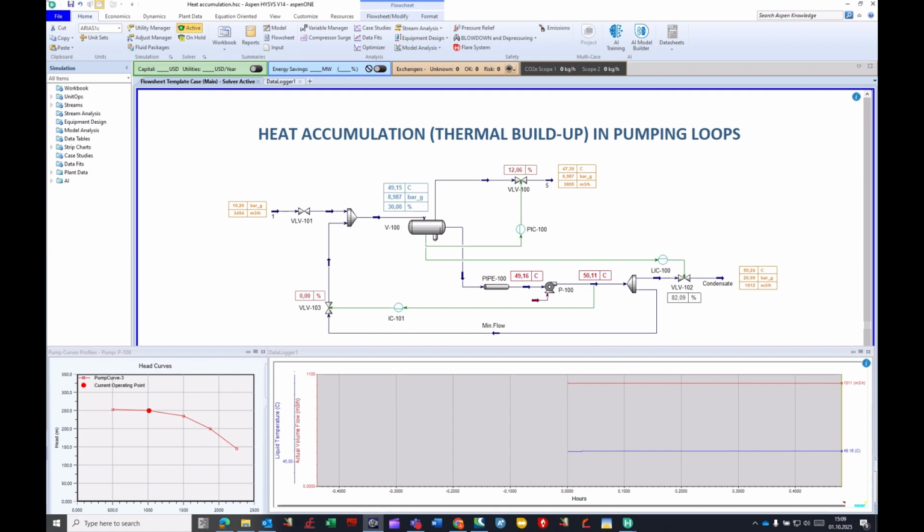Let's start with an example that is made in the Aspen HYSYS dynamic environment to investigate the process of heat accumulation. In this PFD, you can see a separator and it receives flow from upstream processes. And we have a pump that removes the liquid from the separator. And we have the level control, which manipulates the control valve to maintain the liquid level in the separator within the set point.